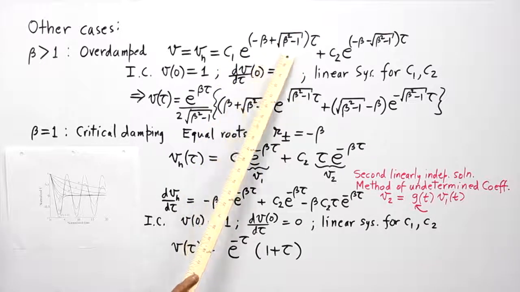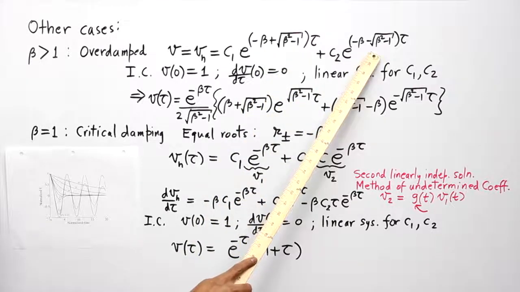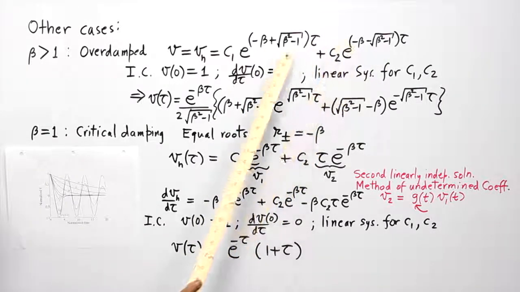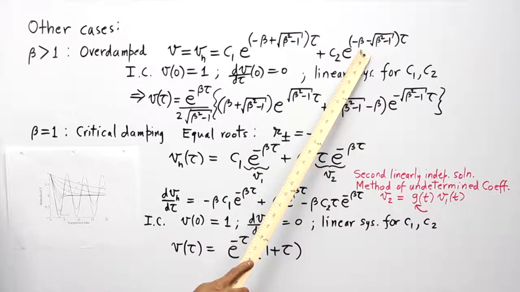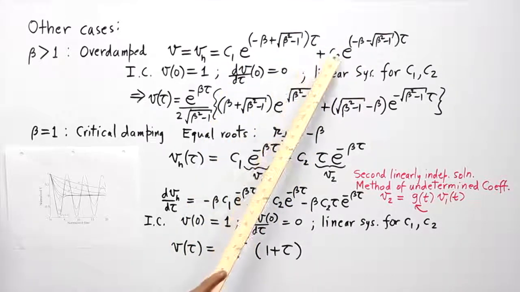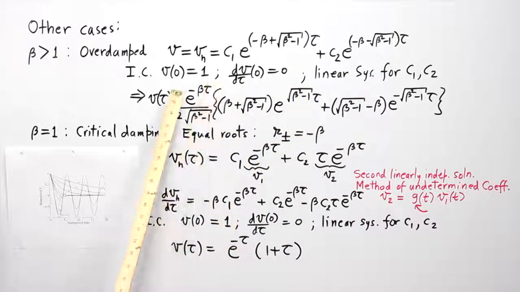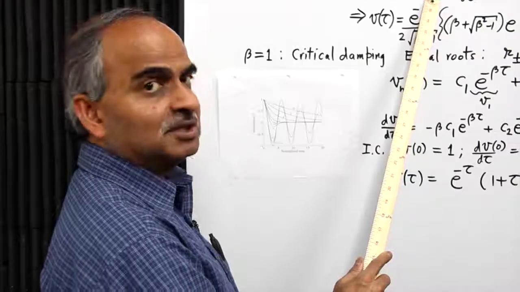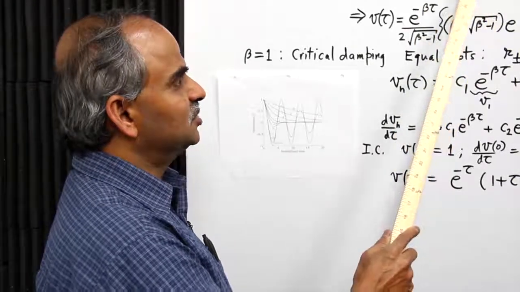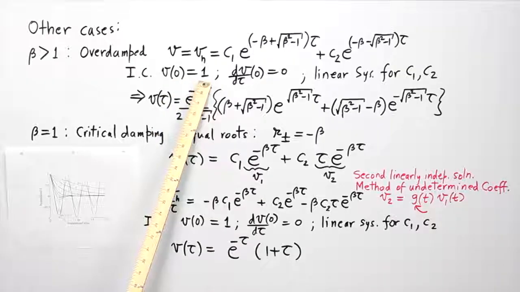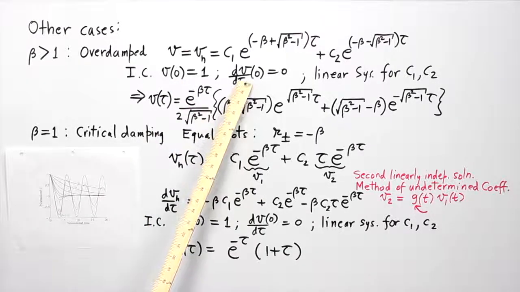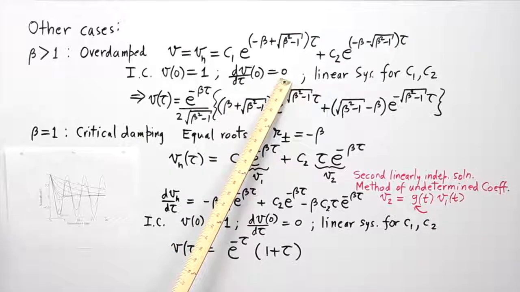This root corresponds to a decay in time which is slower than the decay corresponding to the second root, but both correspond to decaying solutions in time with weighting factors C1 and C2. And so we now put the initial conditions on this homogeneous solution. V at 0 is equal to 1, and dV/dt is equal to 0.